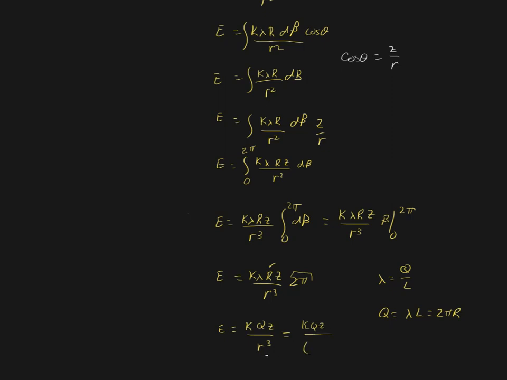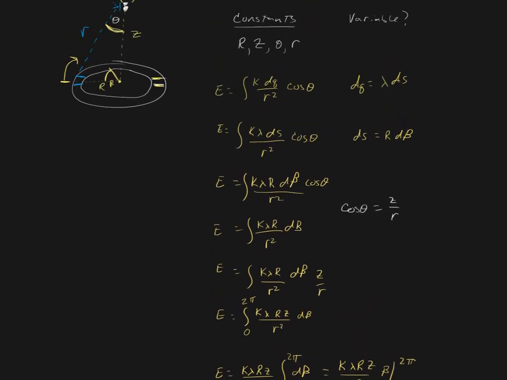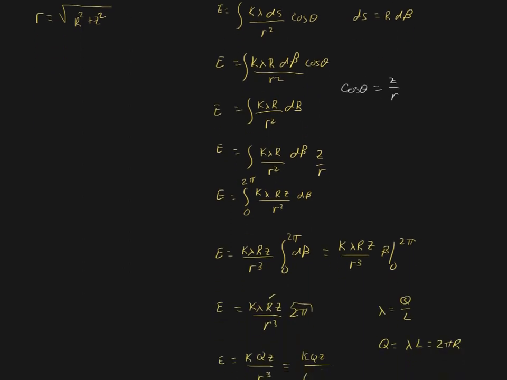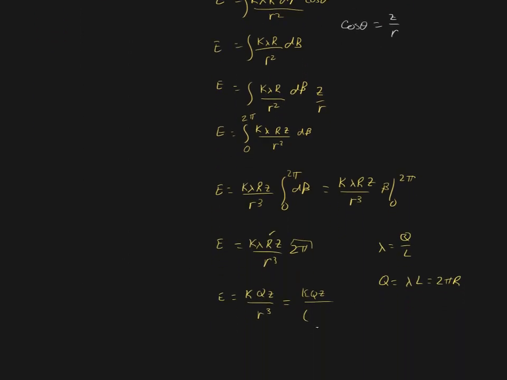And then to get this in terms of our constants, we get k q z over, now remember that little r is the square root of capital R squared plus z squared. So let's just take a look at that again real quick. This little r is equal to the square root of the two sides of our triangle, which is capital R squared plus z squared. So again, we're putting this back into terms of our constants, the things that we know. So this becomes R squared plus z squared to the 3 halves. And this is going to be our final answer.